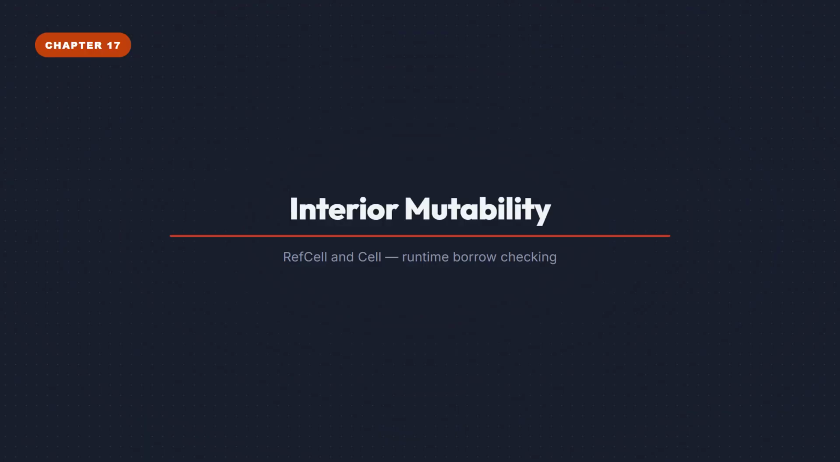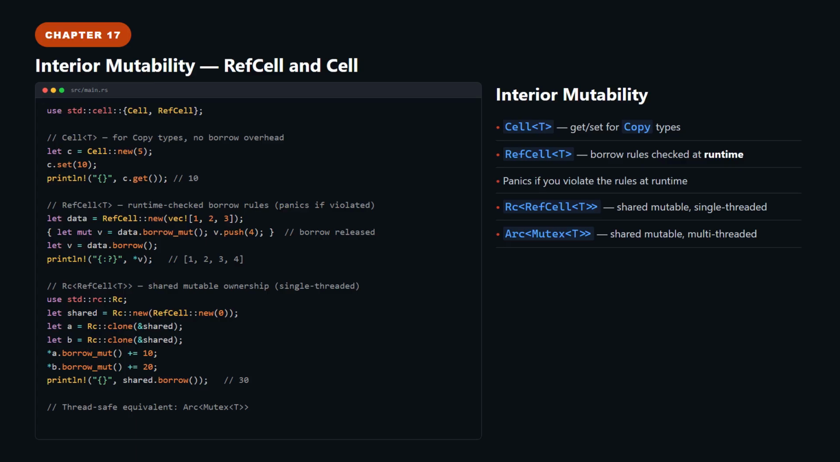Chapter 17. Interior mutability. RefCell and Cell. Sometimes you need to mutate data through a shared reference. Cell is for Copy types, simple get and set. RefCell enforces borrow rules at runtime rather than compile time. It panics if you take two mutable borrows. Rc<RefCell<T>> is the pattern for shared mutable ownership in single-threaded code. Arc<Mutex<T>> is the multi-threaded equivalent.